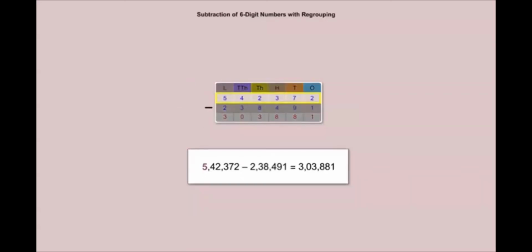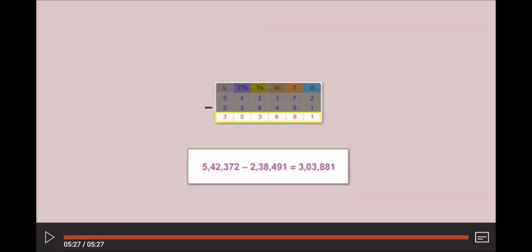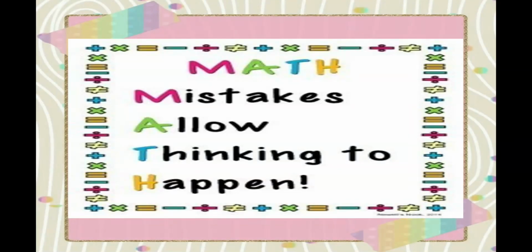So we can say that the difference of 5,42,372 and 2,38,491 is equals to 3,03,881. So I hope, my dear students, now it's more clear to you how you can subtract 5 and 6-digit numbers. So now you all have to do the practice and don't worry about your mistakes.